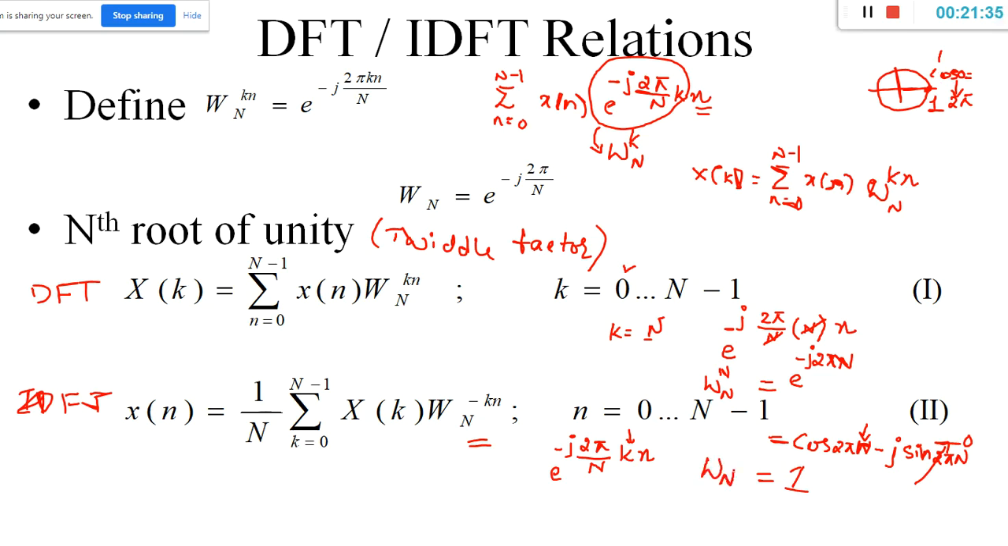So therefore, when k equals n, for the nth root, the value of this is unity. Hence it is called the nth root of unity. That is the meaning of why we call it the nth root of unity. When you put k equal to n, the value of W_N to the power of n becomes 1. That is very simple and straightforward.